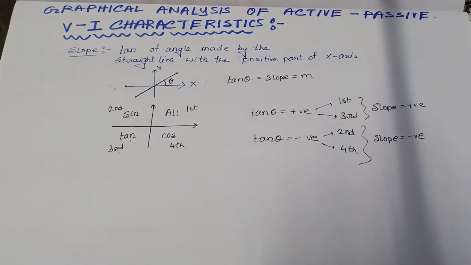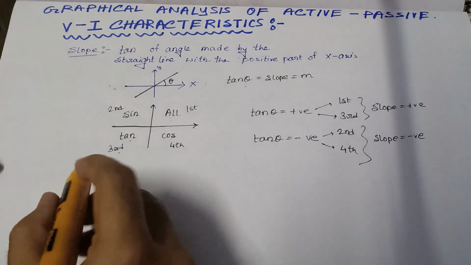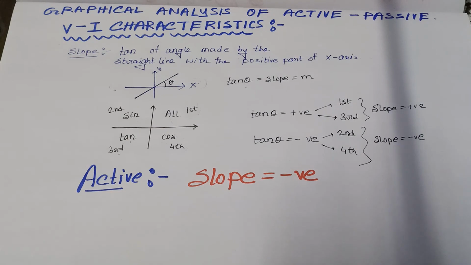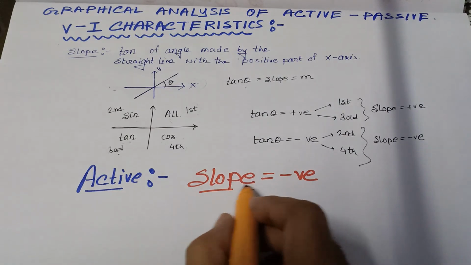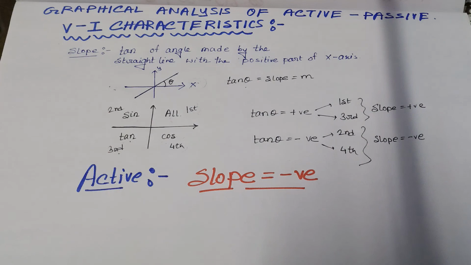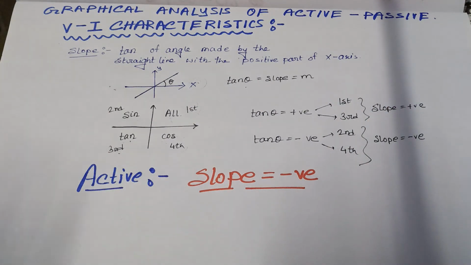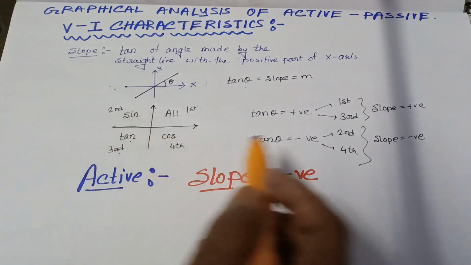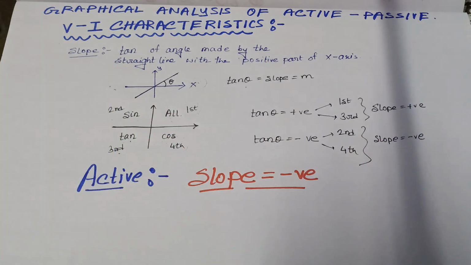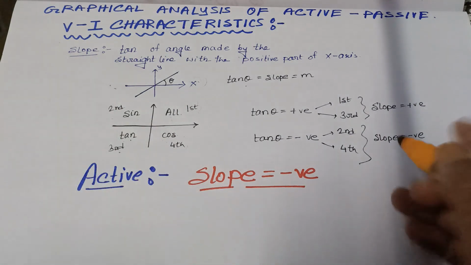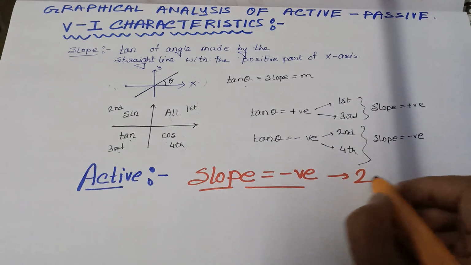But now for graphical analysis, remember, for an active element the slope will be negative. Okay, so tell me, in which quadrant the slope is negative? In second and fourth quadrant, because the second and fourth quadrant is not for tan. Here the value of tan is negative. That is why slope will be negative in second and fourth quadrant.